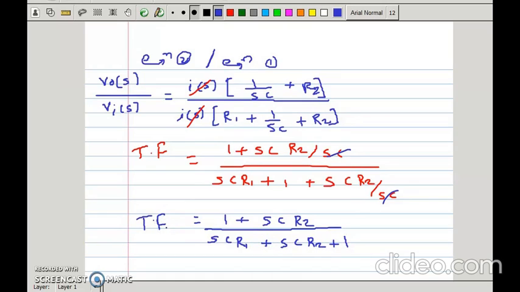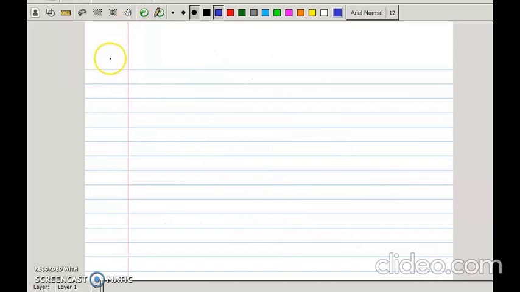Let's compare with your final answer. What is your final answer in the PDF? 1 plus SCR2, and okay, this is exactly perfect. This exactly matches your final answer. They are just putting SC common here, R1 plus R2 is remaining, and everything else is the same. So it is exactly a match with your final answer. Let's move on to the next example, example number 4 from your homework.